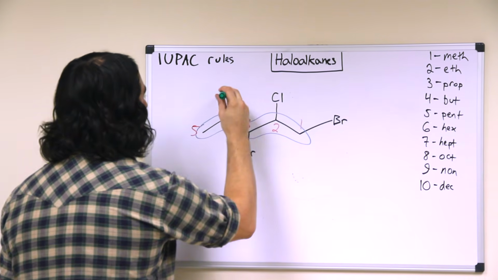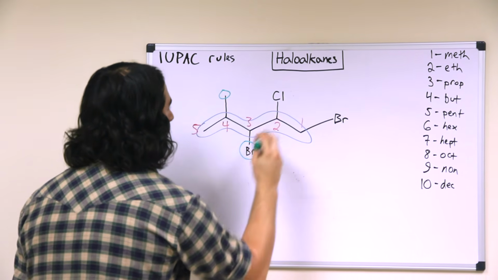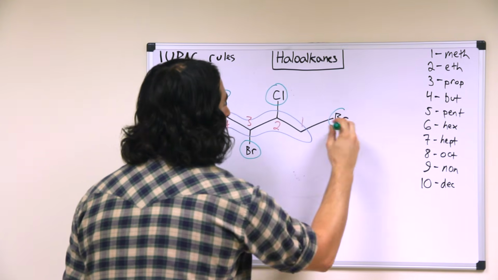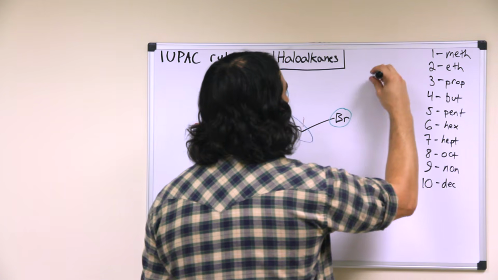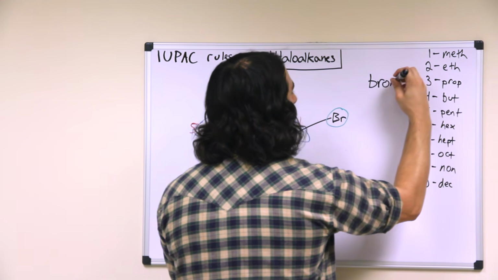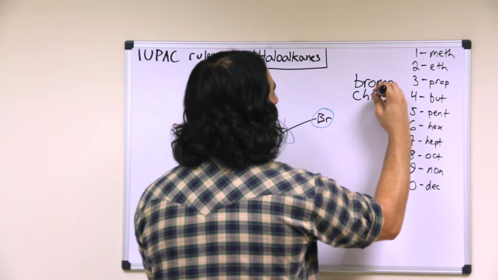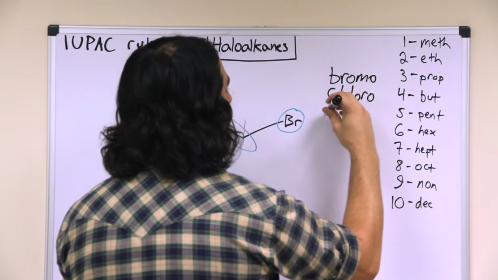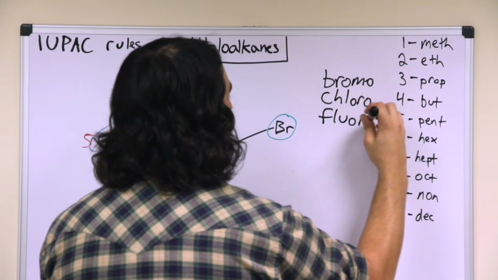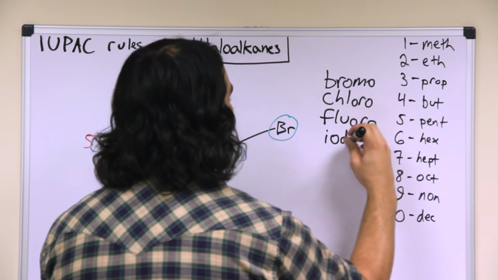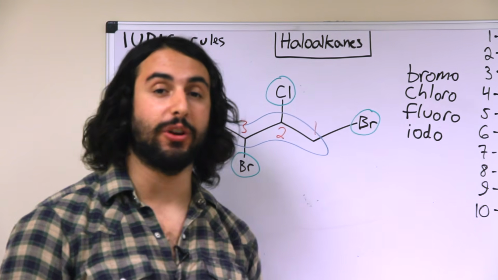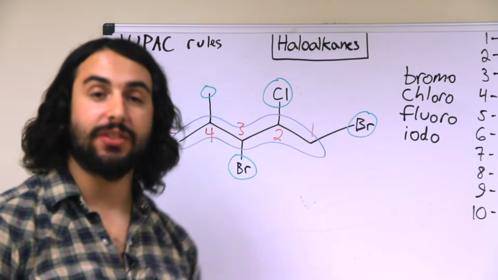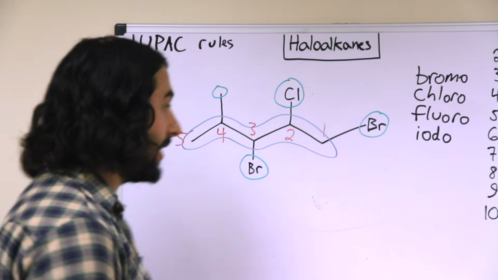So we're going to see that we have a methyl group, and then we have 3 halogen groups, and these are going to be abbreviated thusly. We have bromo, chloro, fluoro, and iodo, depending on whether it is a bromine, chlorine, fluorine, or iodine atom. And the rules for alphabeticity are also the same.